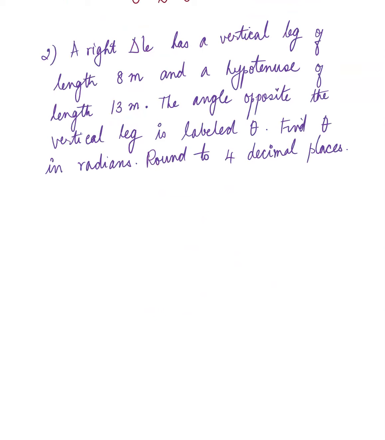Say you had a problem that was descriptive like this. A right triangle has a vertical leg of length 8 meters and a hypotenuse of length 13 meters. The angle opposite the vertical leg is labeled theta. Find theta in radians and round to 4 decimal places. When you see a problem like this, we want you to construct the right triangle immediately and see if you can find all the positions for the description.